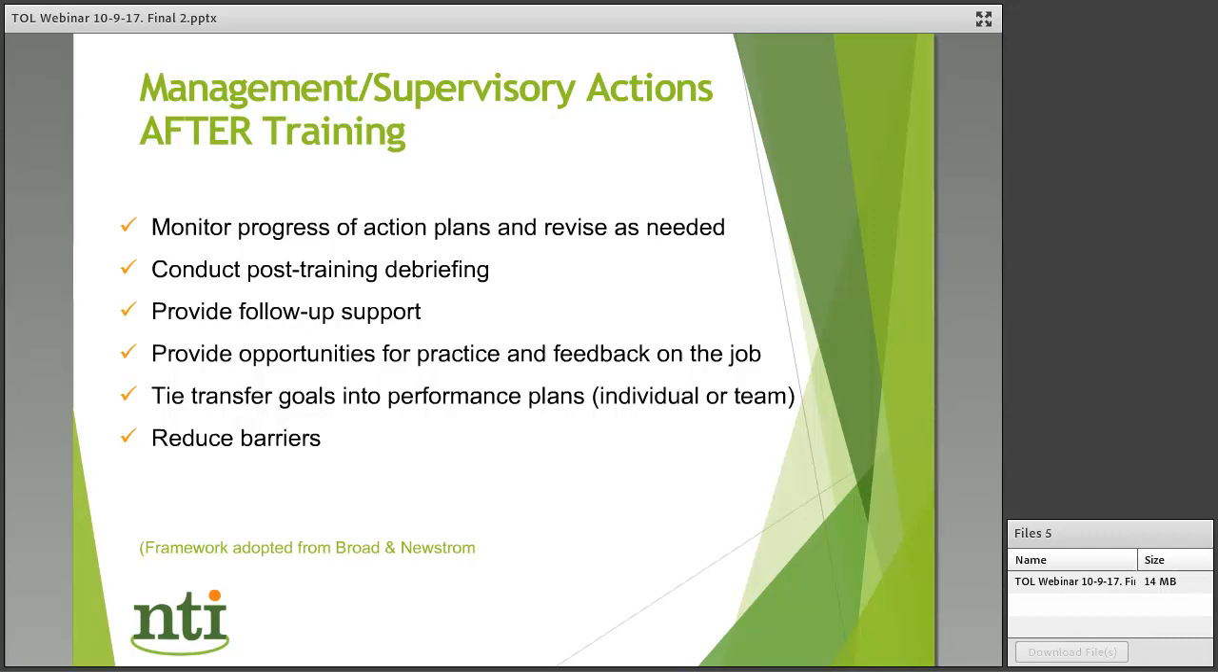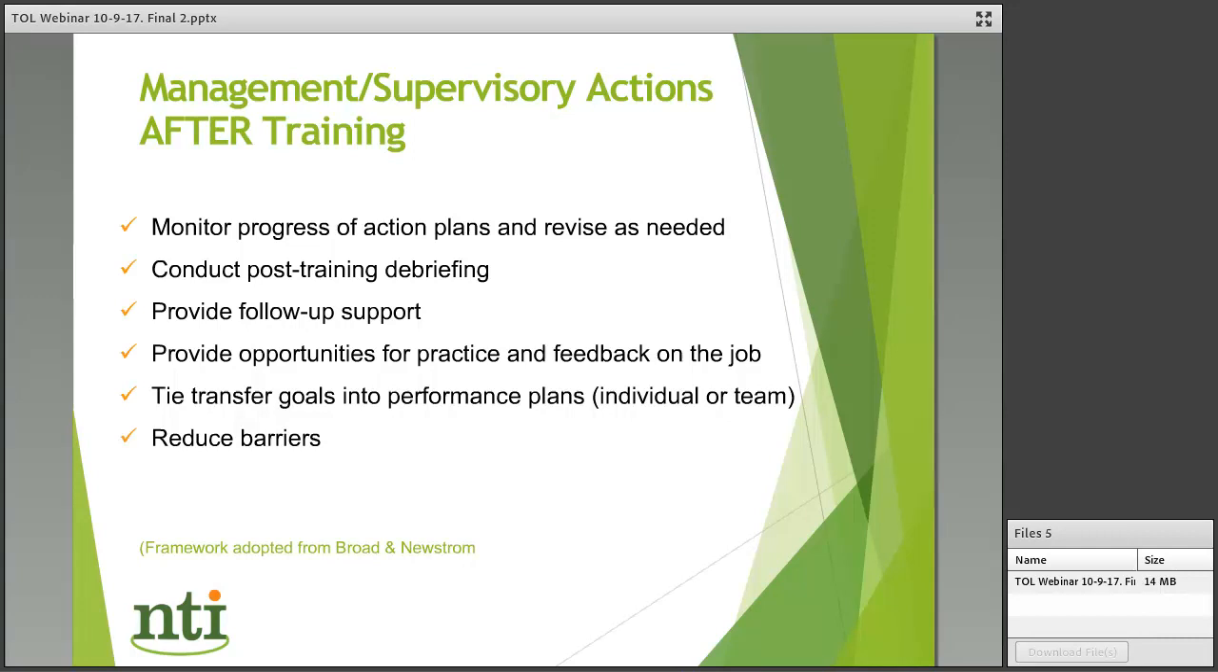Another thing is to provide follow-up support. So give staff members opportunities to practice the training, not just during, but after. So if maybe during the training you were doing some group case consultations and applying some specific practice models, then doing that again later, not just as a one-time opportunity.